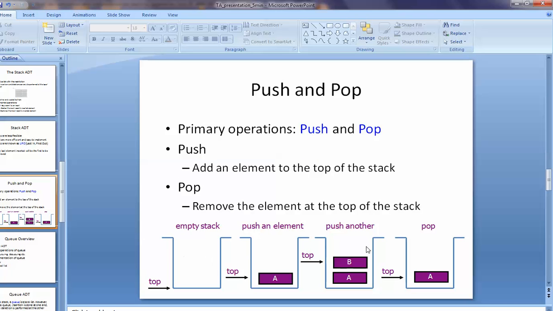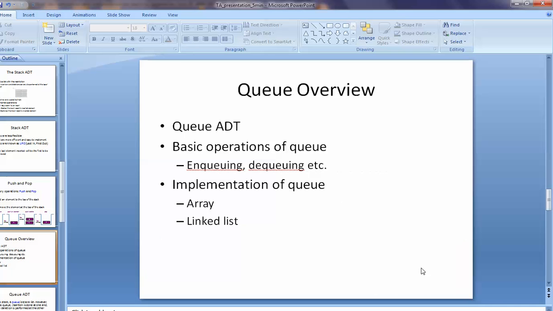So here's a pictorial view. There you have an empty stack, and then we push an element A into the stack. So the top is updated to A. Then we push another element, say B. So the top is shifted to B. Then finally we remove the element B from the data structure by the popping operation. Then the top is again updated to A, and there is only one element left in the data structure.